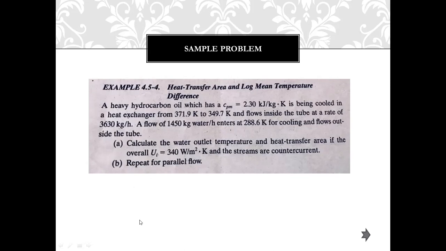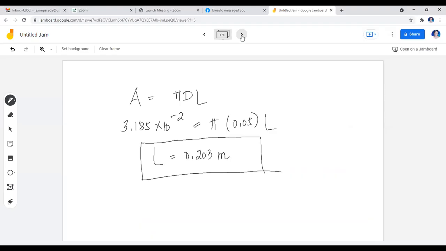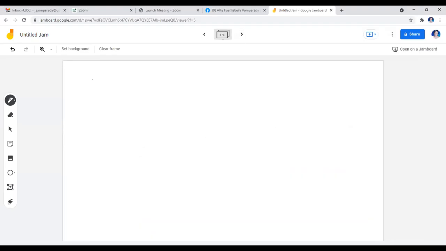So let me just go back to our jamboard. Let's start with a new page, and we will write the given information for this particular sample problem.